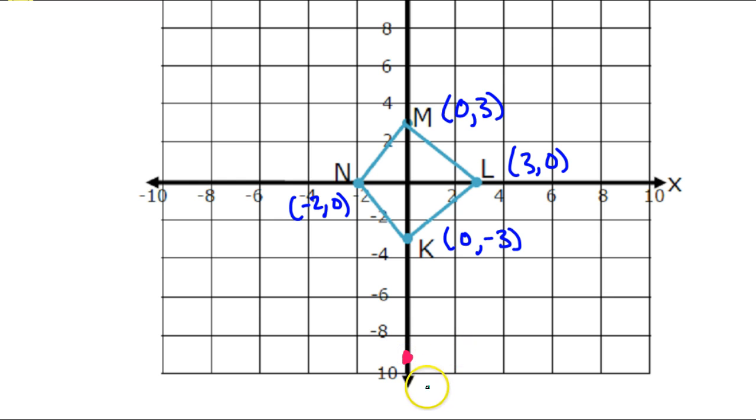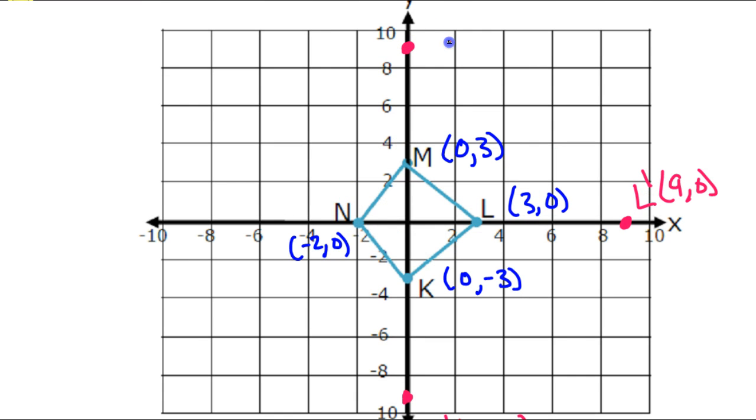So this will be my K prime, 0, negative 9. Okay, if I triple this, that'll be 9, 0. So 9, 0 will be right here. So that'll be L prime. If I triple this, this will be 0, 9, which will be right here. That'll be my M prime, 0, 9. And if I triple this, that'll be negative 6, 0. So that'll be N prime.